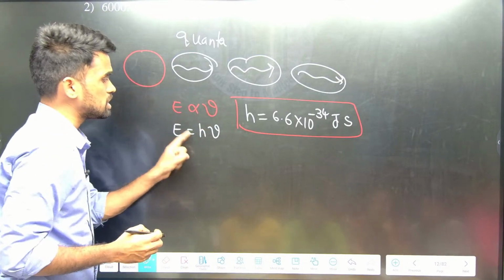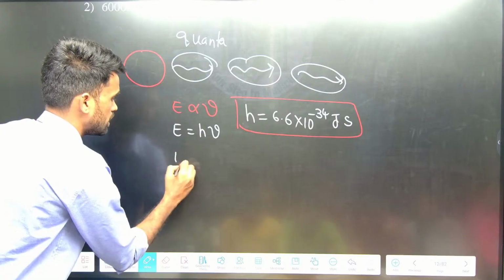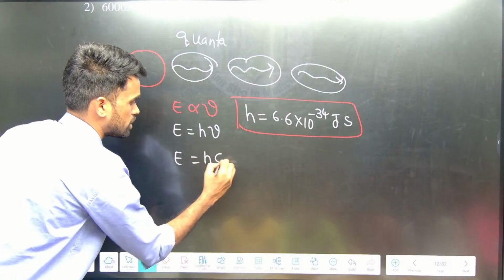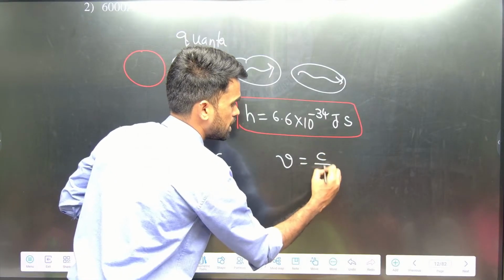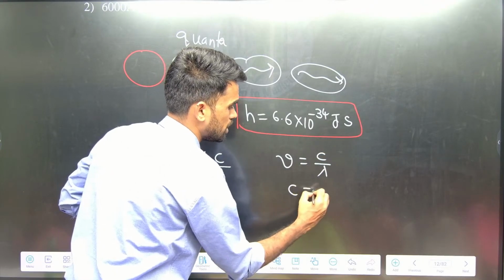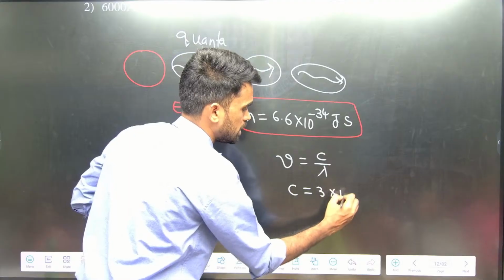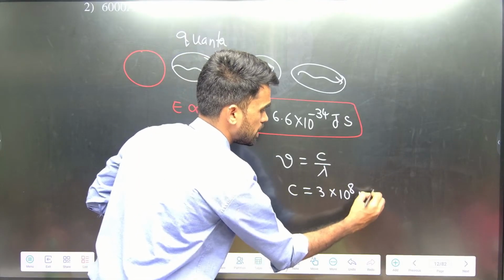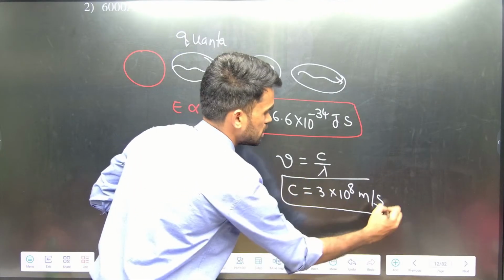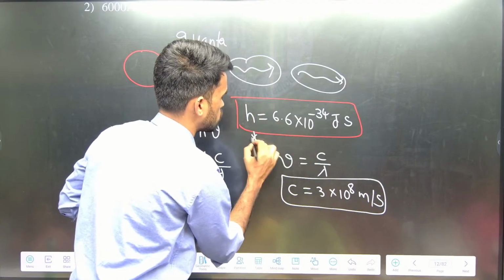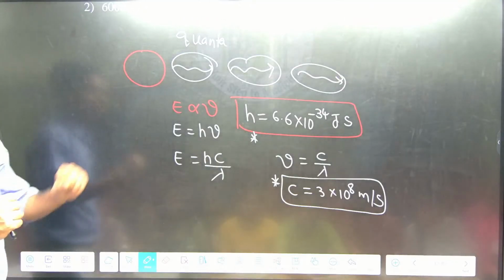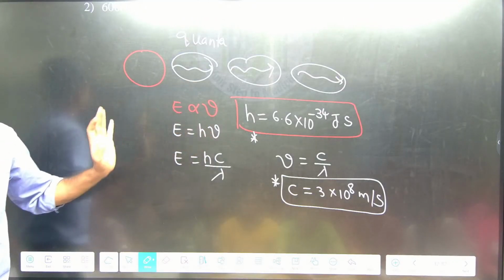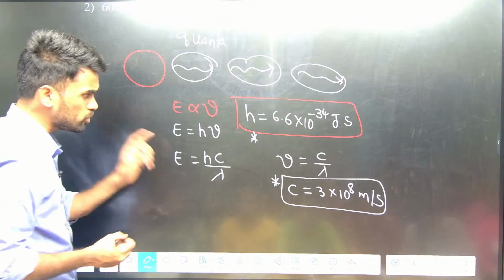So you got E equals h nu. Here, in the place of frequency I can also write c by lambda, because frequency equals c by lambda. What is this c called? Speed of light. How much is it? 3 into 10 power 8 meters per second. These constant values you should remember. It will be useful for both physics and chemistry. You are going to deal with them more in physics than in chemistry. Up to here it is clear now?